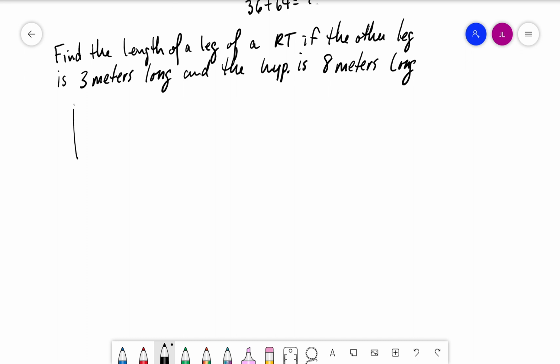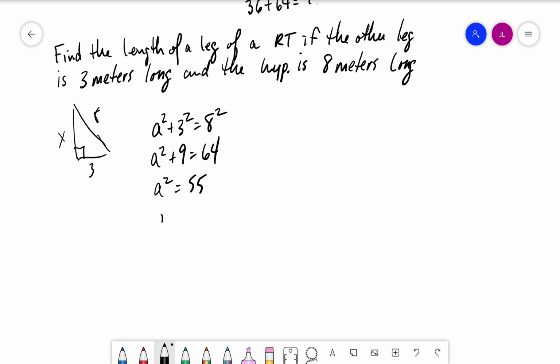So we can draw this triangle and show it. Here's the right triangle. We know this hypotenuse is 8. One of the legs is 3. We don't know the other. So a squared plus 3 squared equals 8 squared. So we have a squared plus 9 equals 64. Subtract 9 from both sides. A squared is equal to 55. A is equal to the square root of 55. Can we break this down? It's 5 times 11, so no. So the length of this side is the square root of 55. And this is how we use the Pythagorean Theorem.